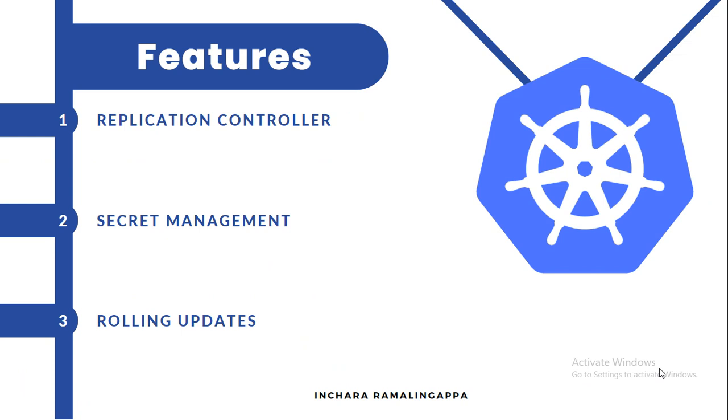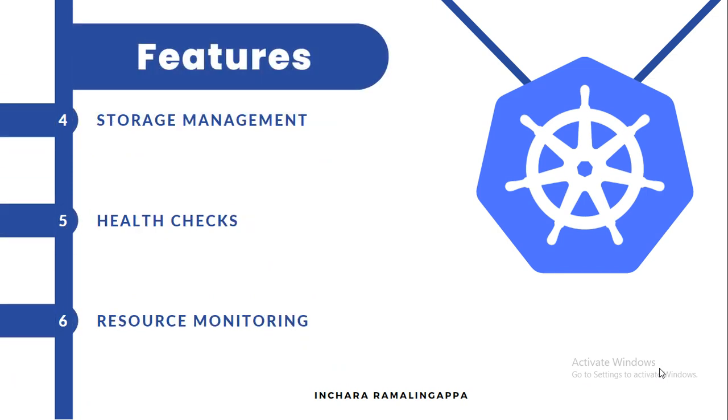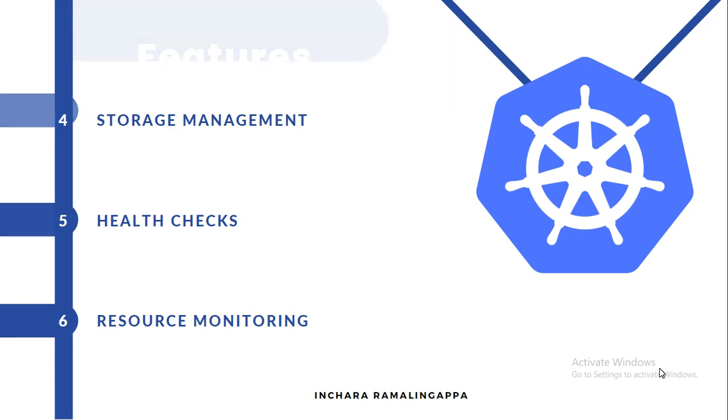Before going to the architecture or more about Kubernetes, let's see the features of Kubernetes. Why is it so famous? Because of these features only. First one is replication controller. Then we have secret management. After that, rolling updates, storage management and health checks. Finally, resource monitoring. We will see each and every feature in detail in the coming slides.